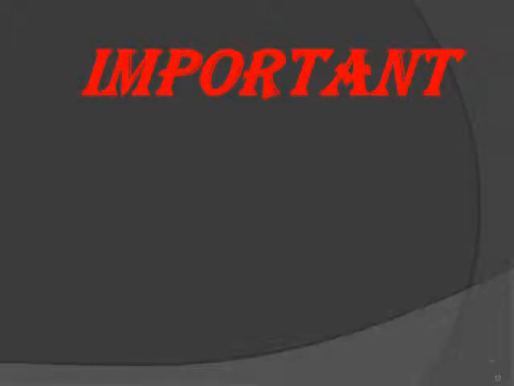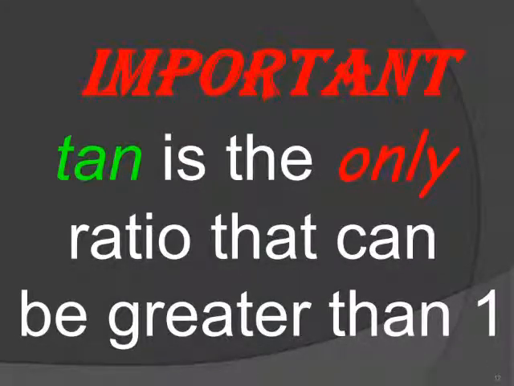It's an important thing to remember. Tan is the only ratio that can be greater than 1. And if you think about it, it's logical because both sine and cos have got the hypotenuse on the bottom, and that's the biggest side in the triangle. So of course it's going to be less than or equal to 1.